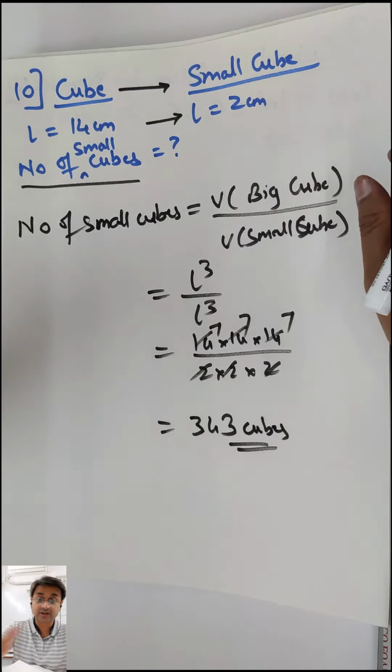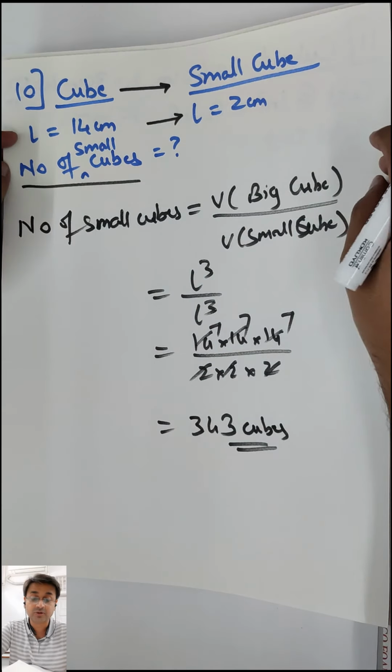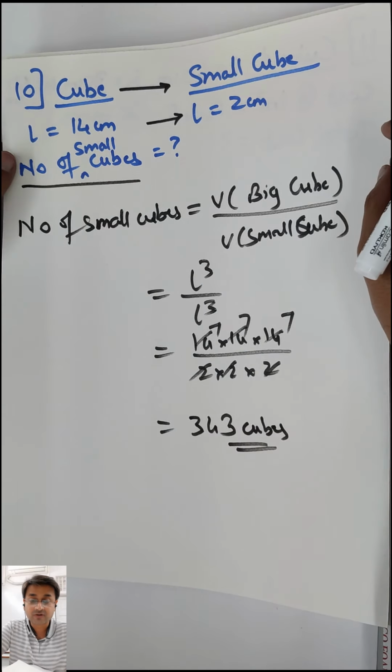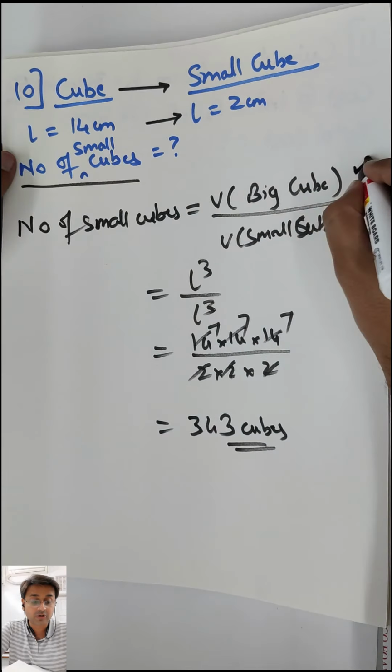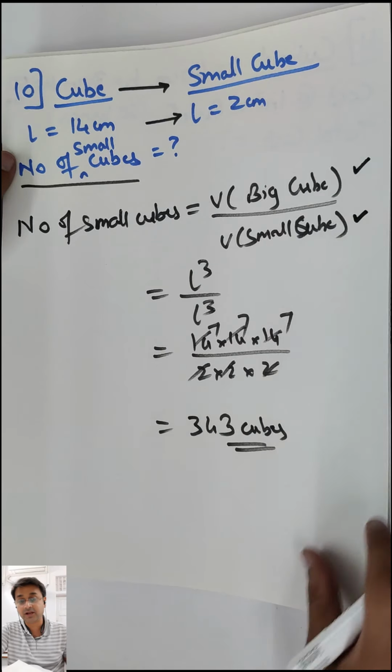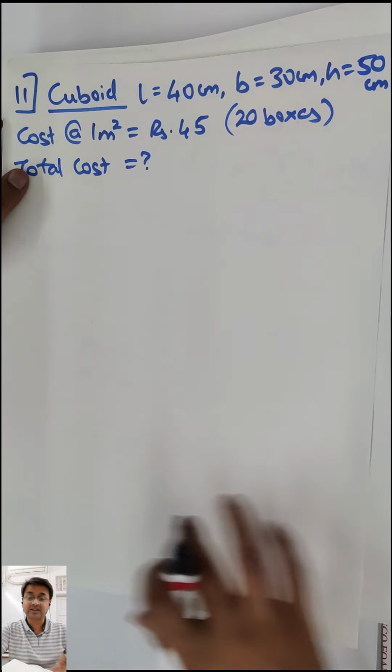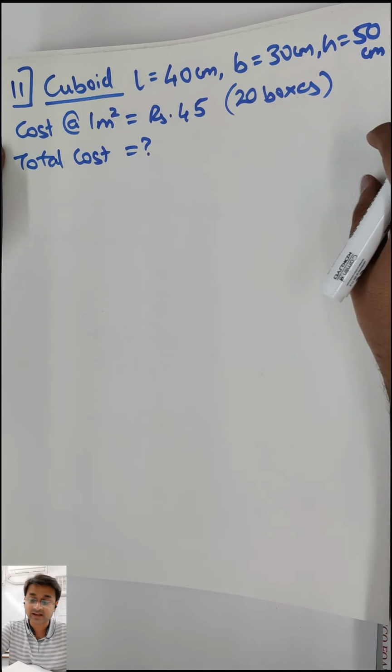Yes, it's absolutely correct. So one big cube is made into smaller cubes. How many cubes are formed? 343. Remember, volume of bigger upon smaller is the main logic. Let's move on to our second last question, sum number 11.